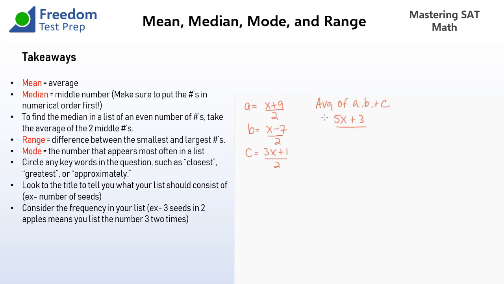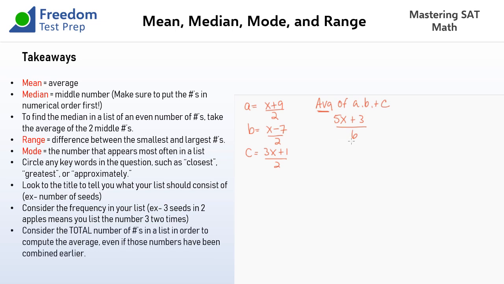Now the question is, since we're going for average, so we have to divide it by something. You might think that we would continue to divide it by 2, but we actually added up all of these numbers, all of these 6 numbers, so we should be dividing it by 6, and that would be your answer.